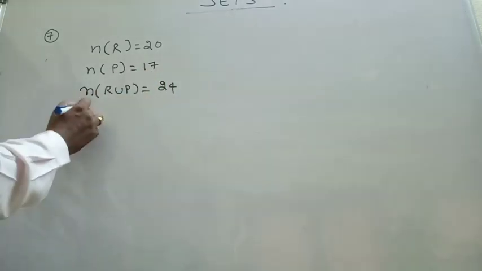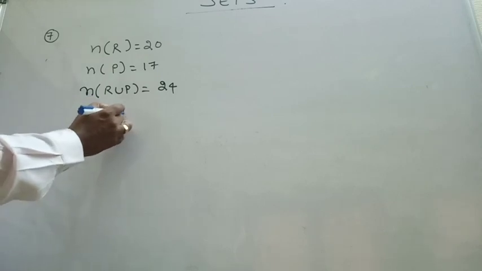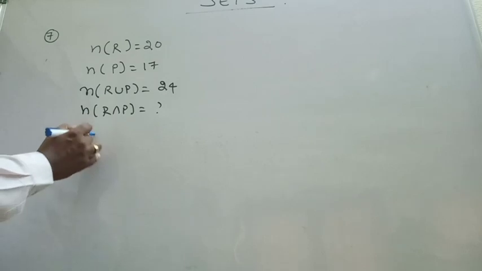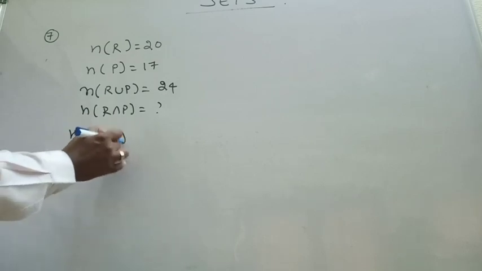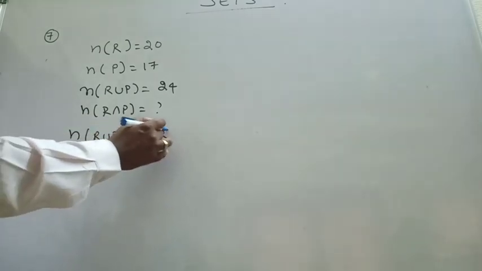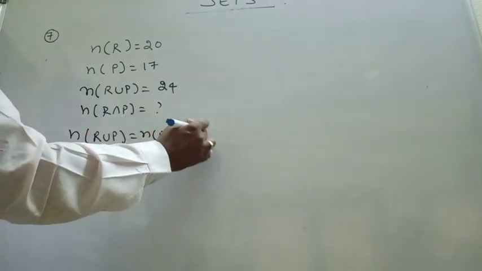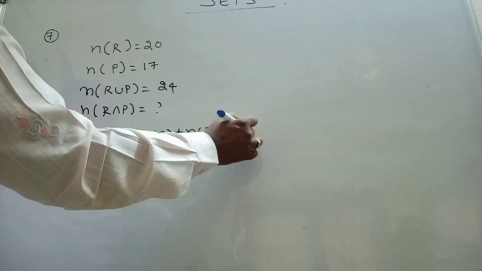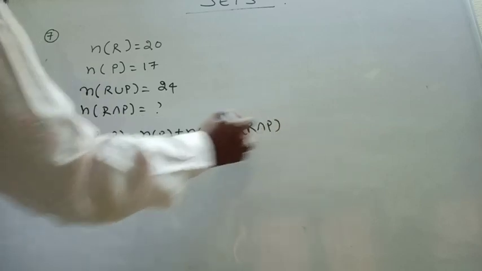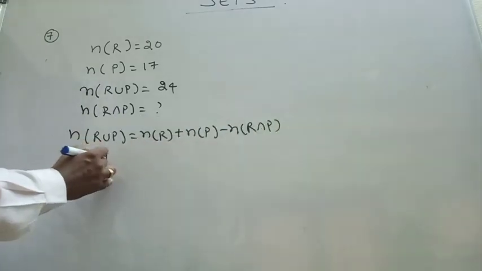Now we need to find R intersection P, my dear students. This is very simple. We know that N of R union P is equal to N of R plus N of P minus N of R intersection P, like this. N of R union P, we know this is 24.